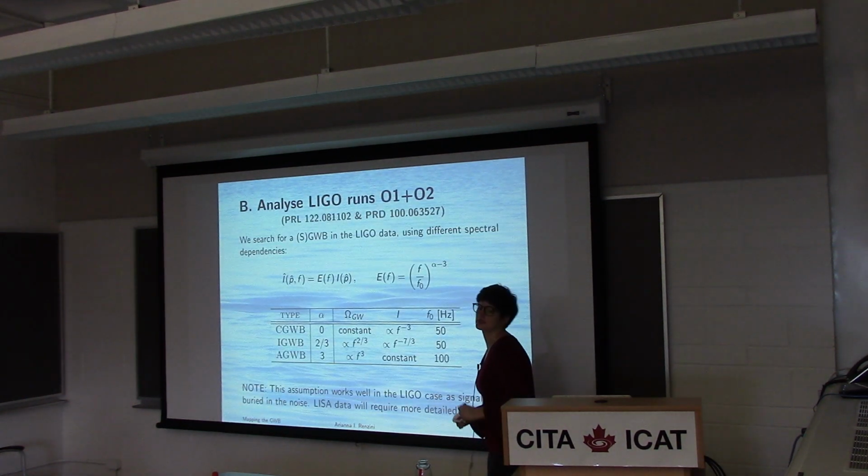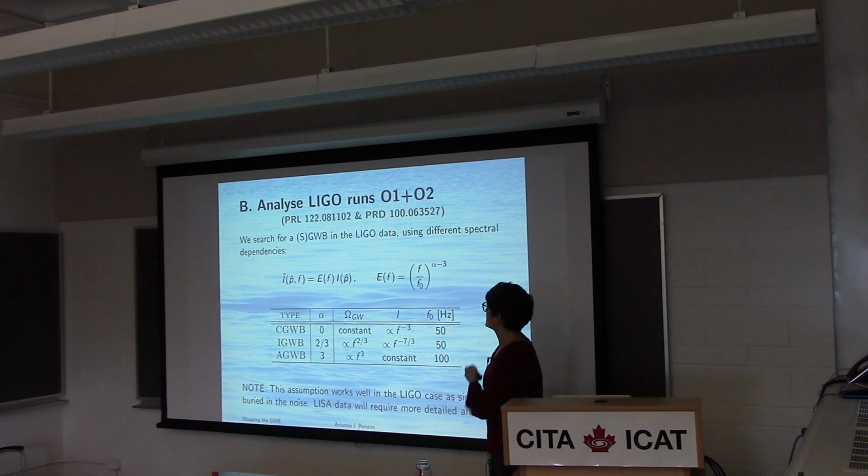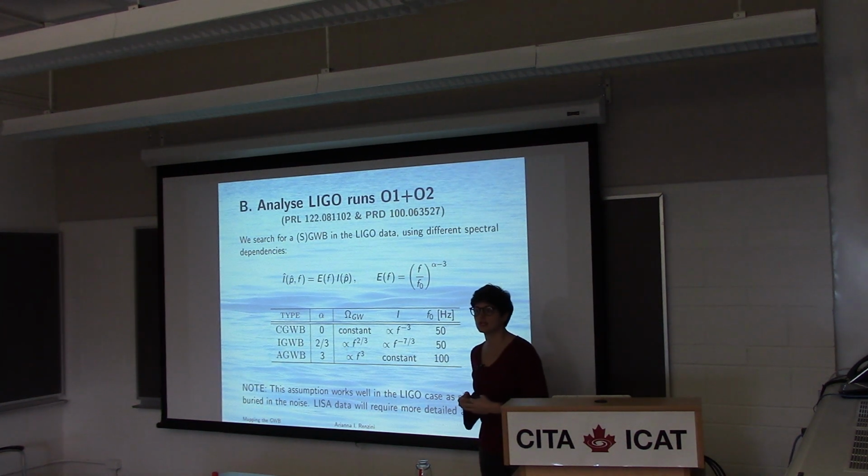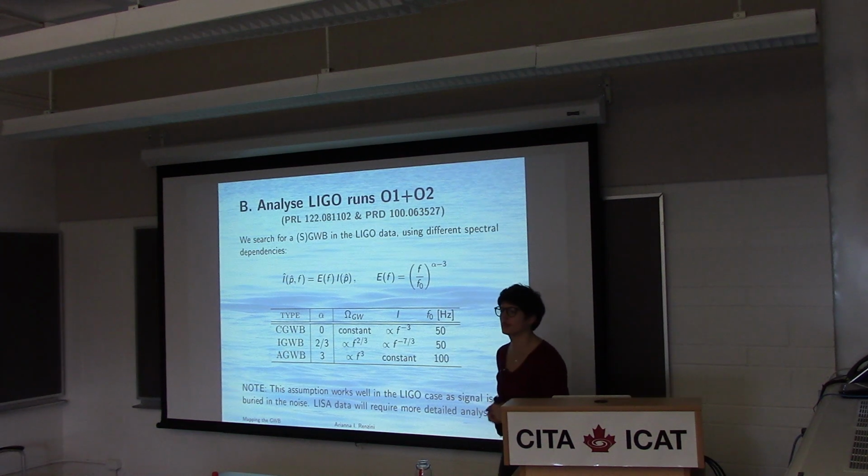I'm going to skip this over because I don't want to run out of time. So which takes us to the other analysis we've done. So we analyzed the full advanced LIGO O1 and O2 data sets. These are openly available on the LIGO website if you want to have a look. The way we do this is by searching for a specific background signature in the data.